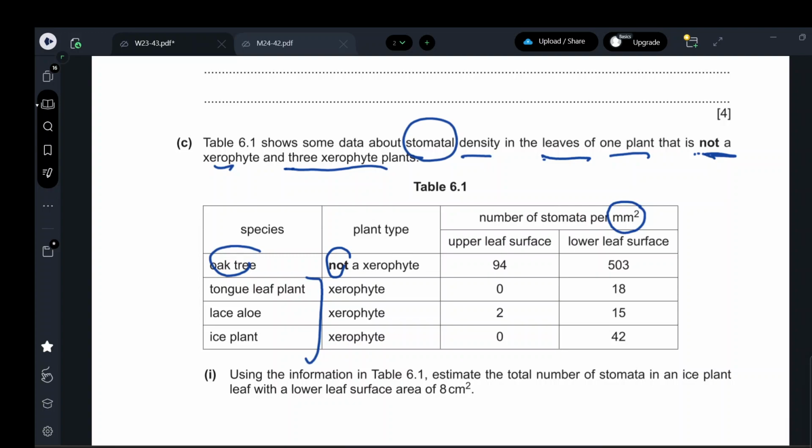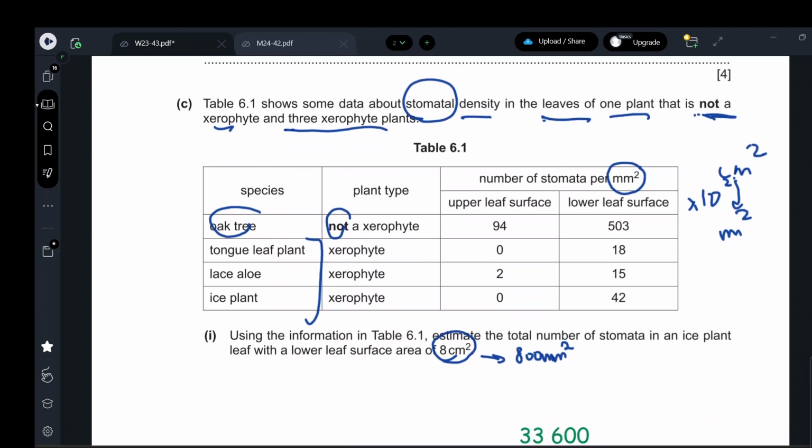If I want to change from centimeter to millimeter, I multiply by 10. If I change from centimeter square to millimeter square, I multiply by 10 power 2. So 8 centimeter square times 100, which is 10 power 2, is 800 millimeter square.